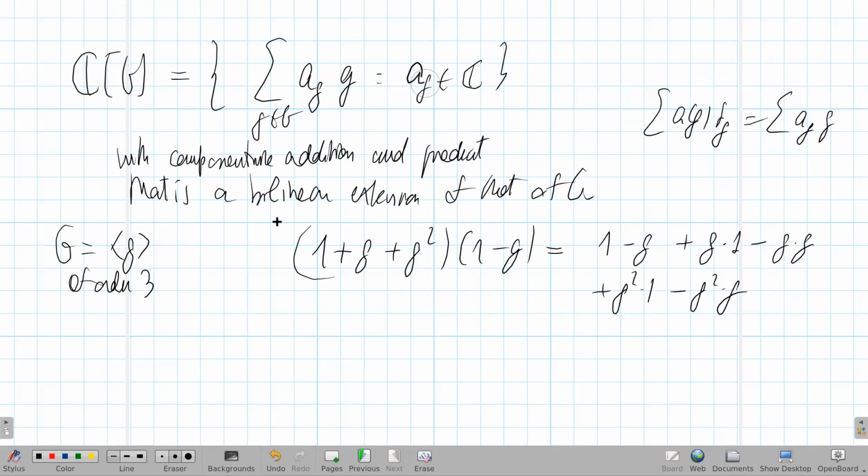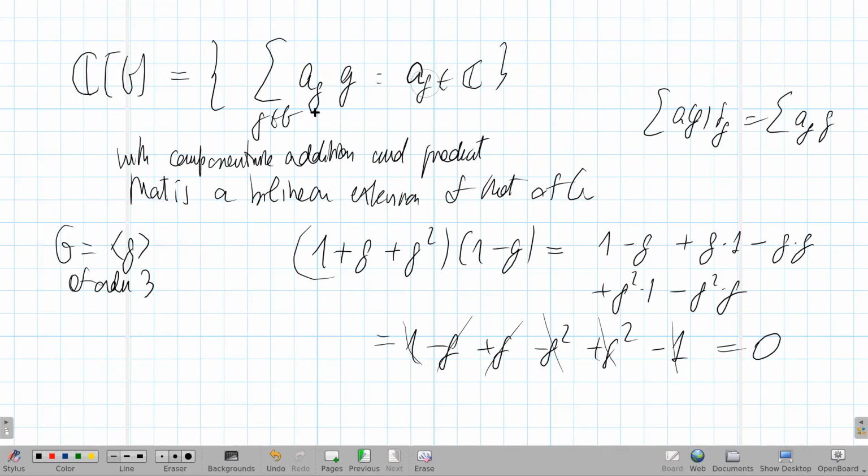So you extend bilinearly, which means you apply the distributive property twice, using the product of G. And so what we obtain is 1 minus G plus G minus G squared plus G squared minus 1, because G cubed is 1. And of course you get 0, because 1 cancels with this, this cancels with this, and this cancels with this, because this is a well-known product, okay.